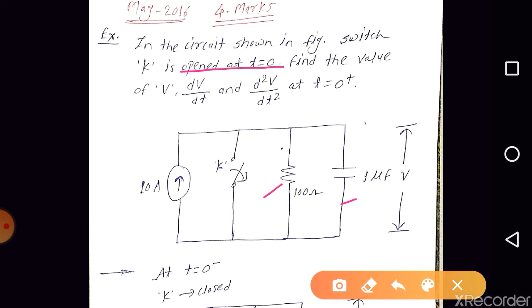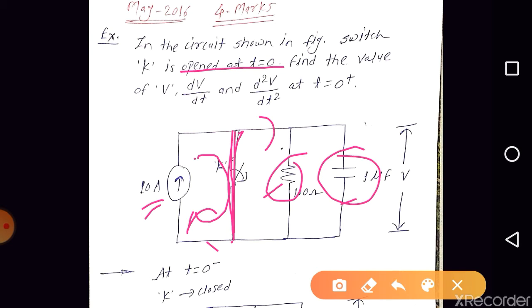Before t equal to 0, the switch is closed. Whatever the current here, that is 10 ampere, the full current will flow through this branch only, because the opposition to the 10 ampere current in this branch is 0. It is like a direct short circuit across the 10 ampere source. So the current will not flow in the resistor or in the capacitor. Are you getting the point?